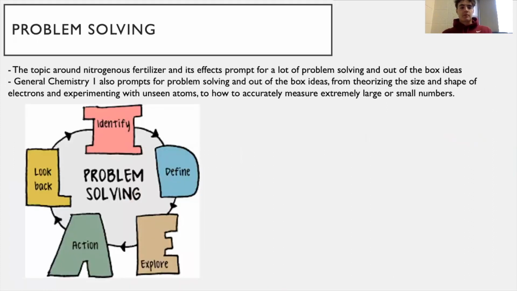Problem solving. The topic around nitrogenous fertilizer and its effect prompts a lot of problem solving and out-of-the-box ideas. General Chemistry 1 also prompts problem solving and out-of-the-box ideas, from theorizing the shape and size of electrons and experimenting with unseen atoms to how to accurately measure extremely large or small numbers.